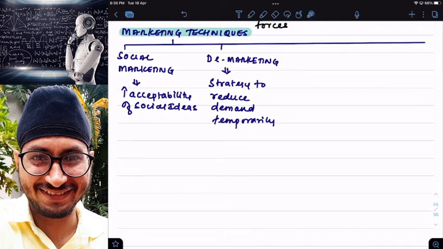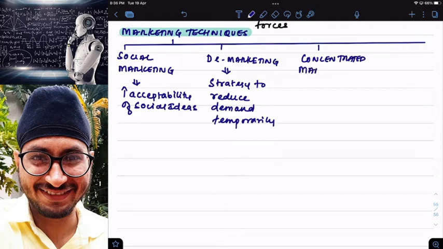What am I doing here? I am temporarily reducing the demand for my business only. I am reducing the demand wantedly. Why? Because I'm unable to manage the crowd. That is an example of what? Demarketing. Then we have concentrated marketing.